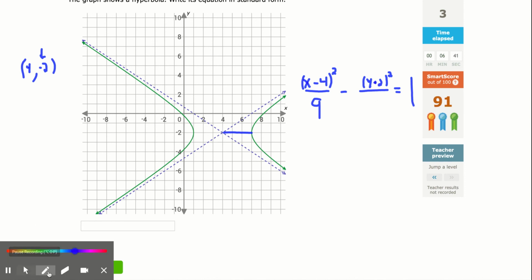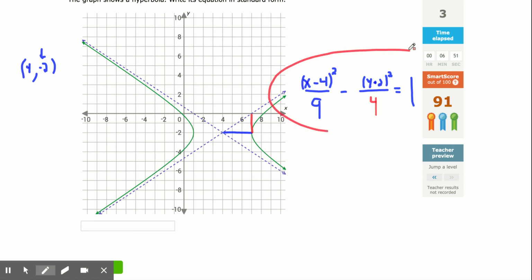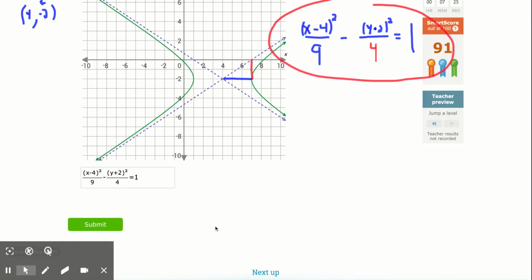And now my B, I'll do that in a different color. Again, I just go out like this. Well, my B is 2 units in length. I square 2 and I get 4. And there is my equation. I just type that in very quickly. X minus 4 in parentheses squared over 9 minus Y plus 2 squared over 4 equals 1.